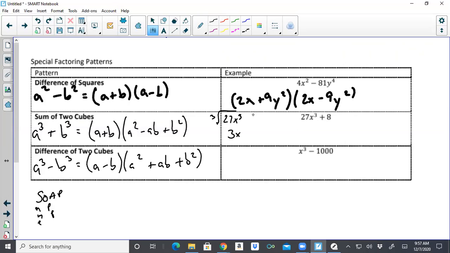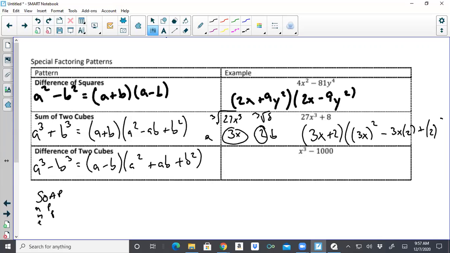I take the cube root of 8. The cube root of 8 is 2. So now I just plug this in for a, and I plug this in for b, and then I have my formula. So it's going to be 3x plus 2. And then I'm going to put this whole thing in parentheses, 3x squared minus 3x times 2 plus 2 squared. And then that will turn into 3x plus 2 times 3x squared is the same thing as 9x squared. 3x times 2 is going to be 6x, so minus 6x plus 4.